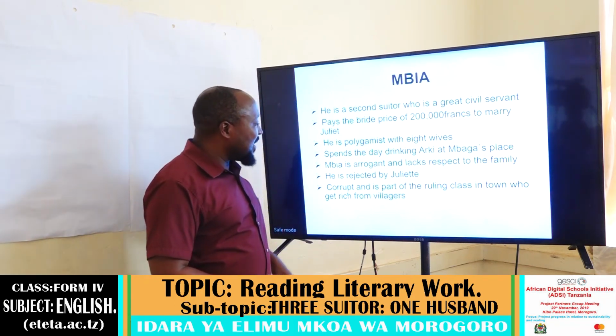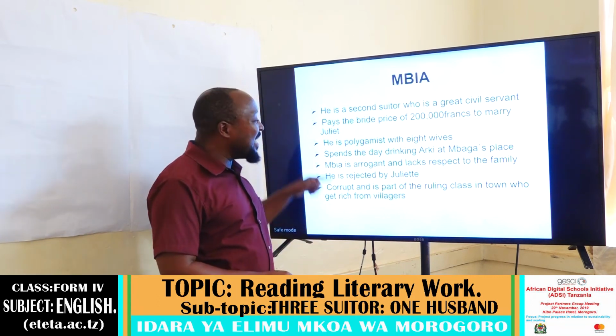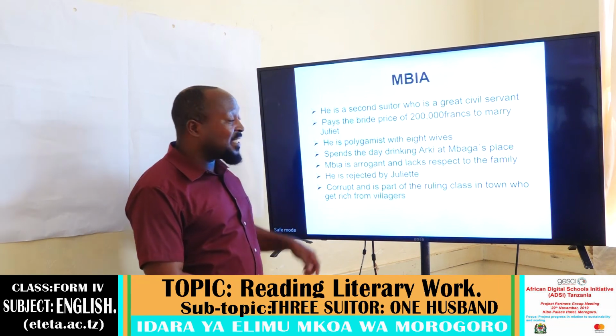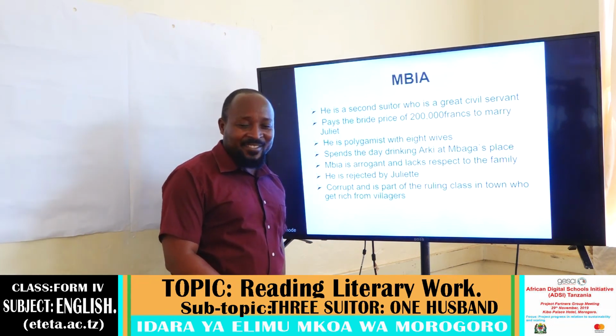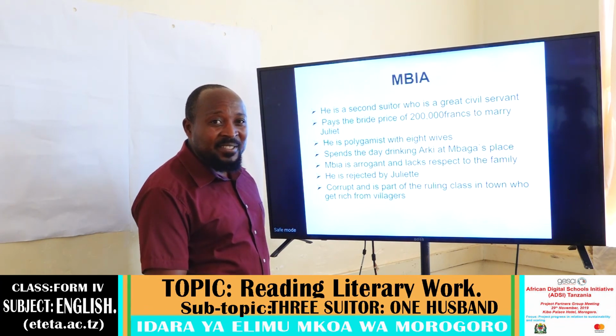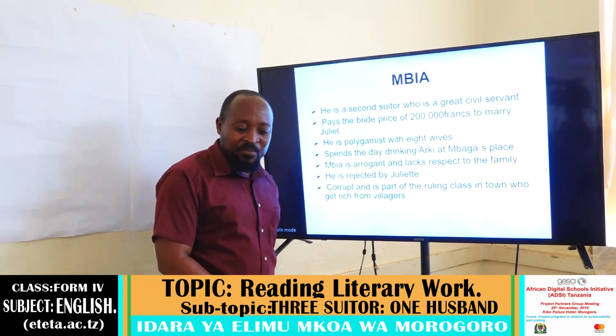Corrupt. This person is corrupt. Mbia is very corrupt, and he represents the ruling class. There are those people in the offices who are very corrupt. They misuse the power. Mbia is representing you, people.